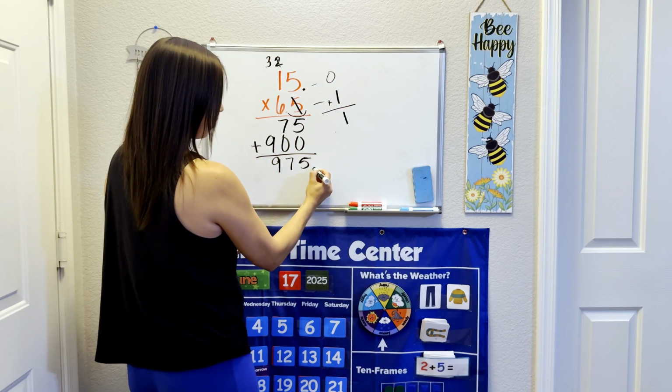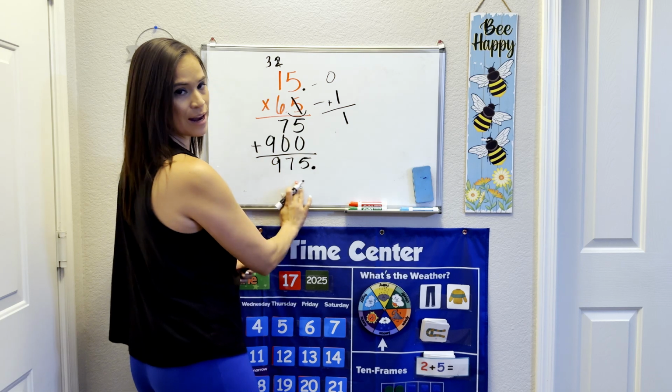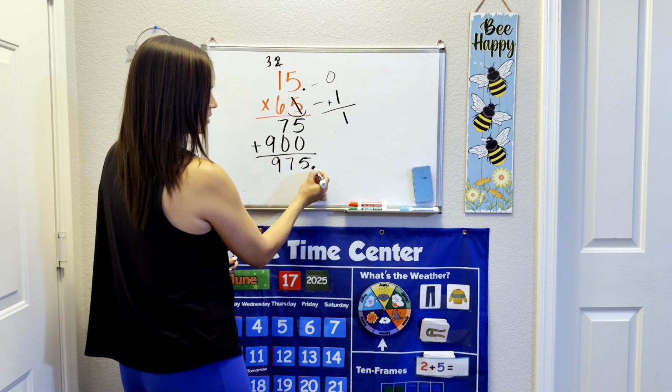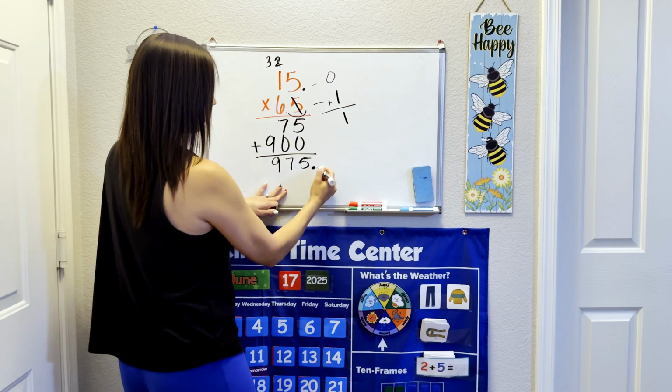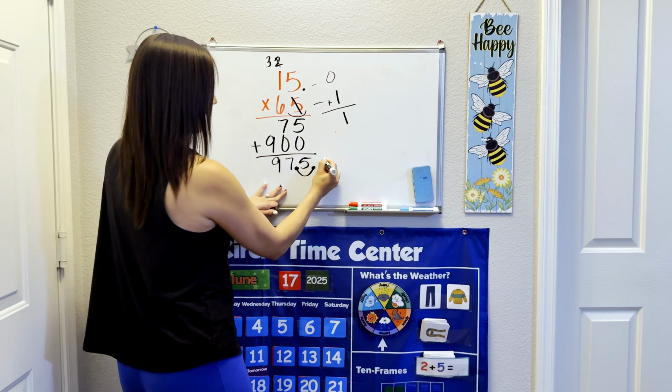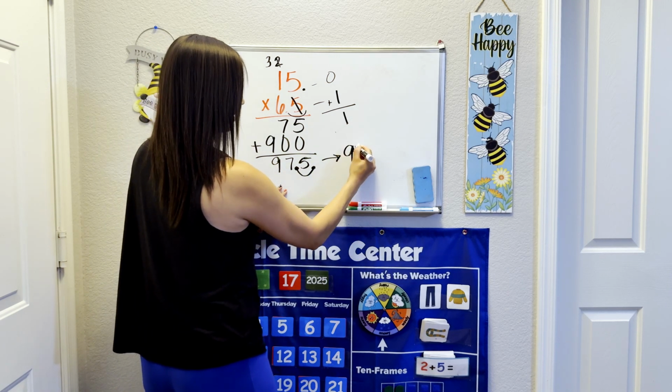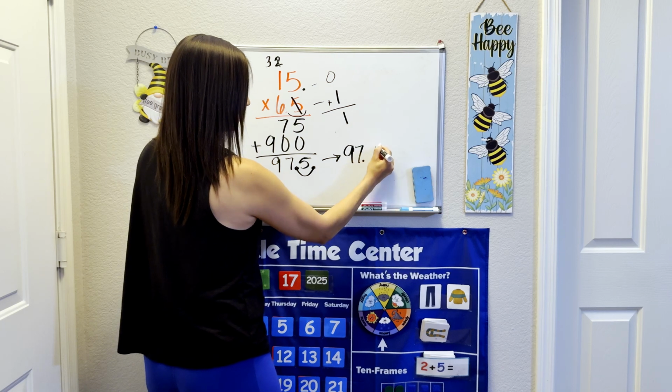So from our whole number, or our answer, 975, we have our invisible decimal at the end of every whole number. We are going to go back 1 decimal place, and our answer is 97.5.